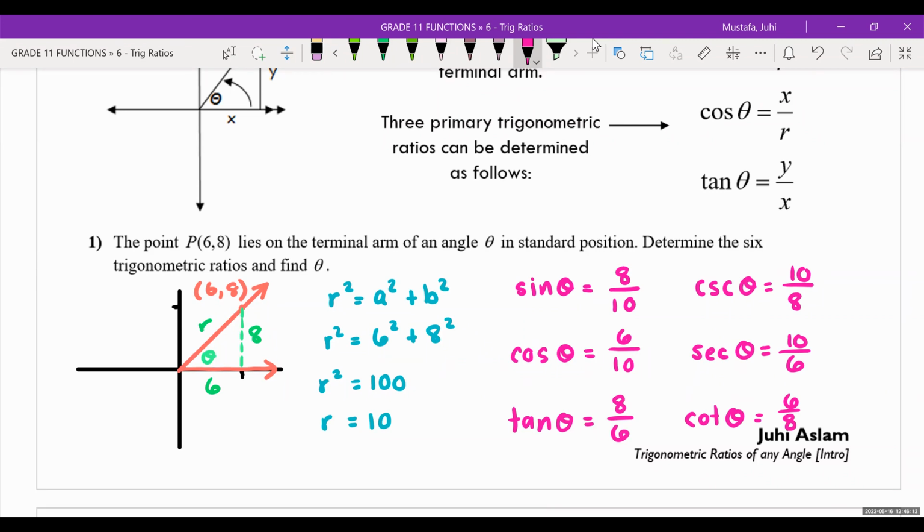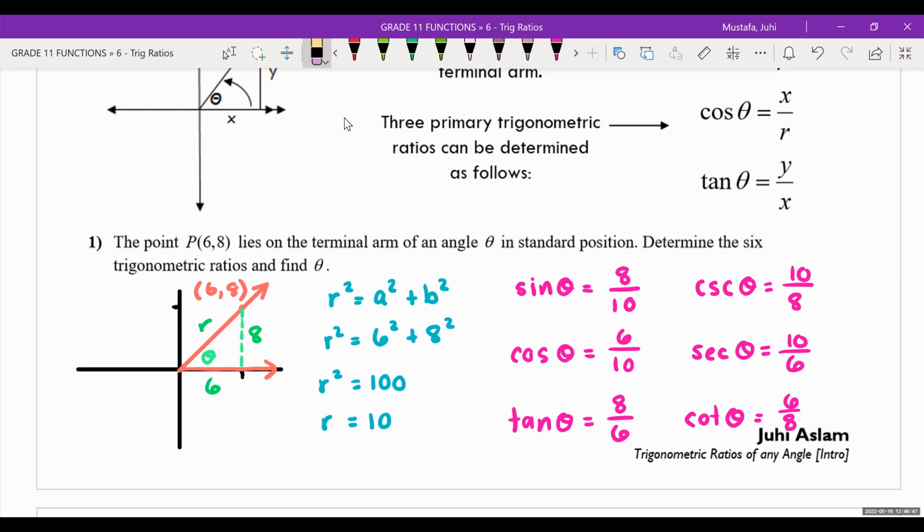The last part of the question says find theta. And if you're wondering which one do you use, you can literally use any one of these and you should get the same answer. So for example, if you use sine theta is equal to 8 over 10, just do the inverse, sine inverse of 8 divided by 10. And if we round to 1 decimal place, I get 53.1. Let's try it with cos theta. So do cos inverse of 6 divided by 10, which gives me 53.1. And then if you do the tangent, so tan inverse of 8 divided by 6, you get 53.1.